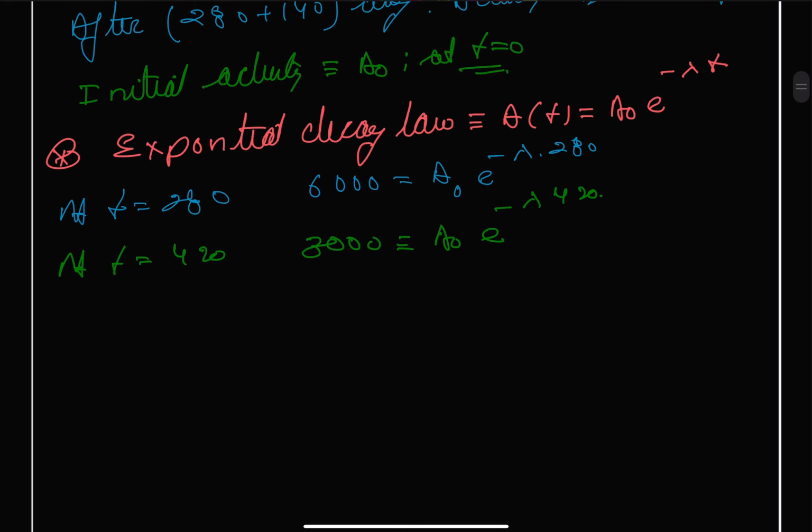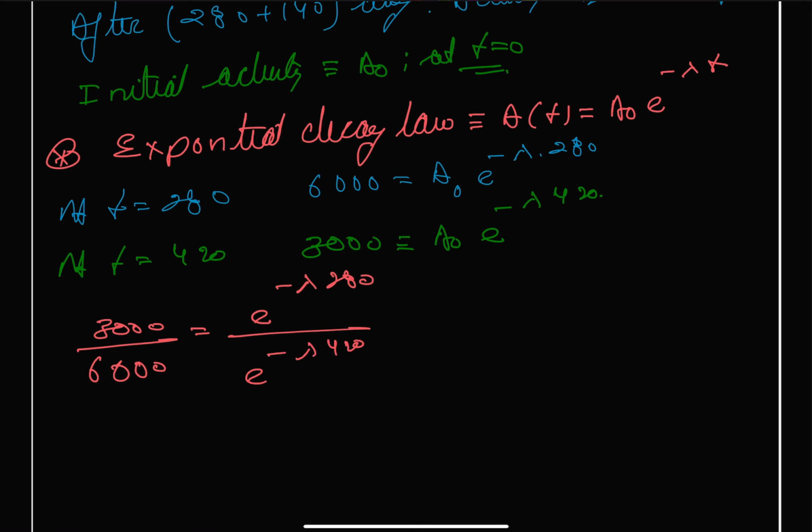So we simply divide these two equations. We can write this as 3000 divided by 6000 is equal to A0 cancels with A0, and we are left with e raised to power minus lambda 280 over e raised to power minus lambda 420, and this gives us 1 upon 2 is equal to e raised to power minus lambda times 280 minus 420.